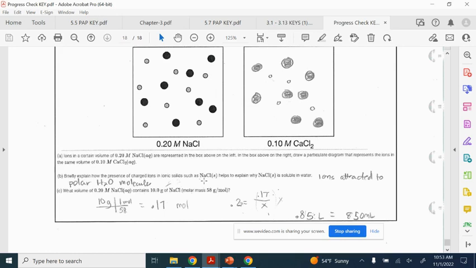All right, what else? I've been everywhere, man. I've been to the progress check, been to the worksheets, and now I've been to the multiple choice progress check.